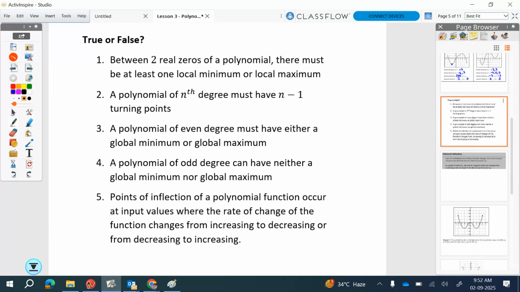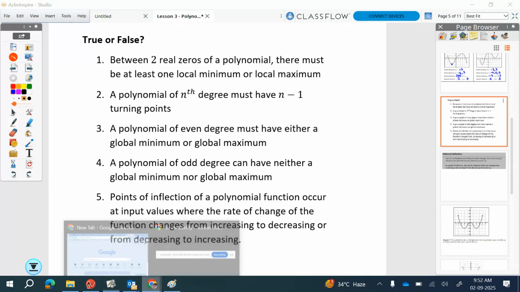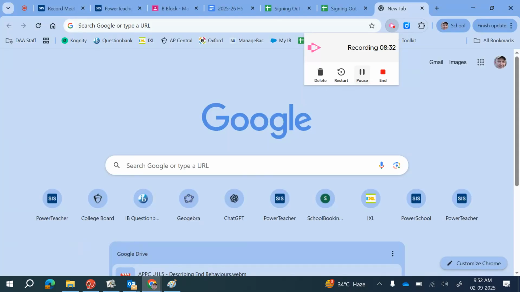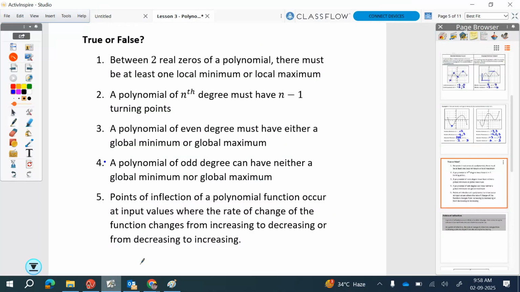Discuss with the person next to you these true or false questions. Okay, true or false? Between two real zeros of a polynomial, there must be at least one minimum or local maximum. Is this true or false? This is going to be true.